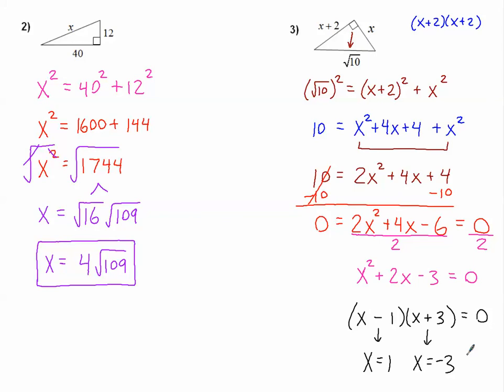Now remember, we are talking about real life things, in this case a right triangle. Negative 3 cannot be the answer for x because then that means that one of my sides has a negative length. In fact, both of my legs would be negative, and that doesn't make any sense. So this is not going to be one of the answers. The only answer is x equals 1.